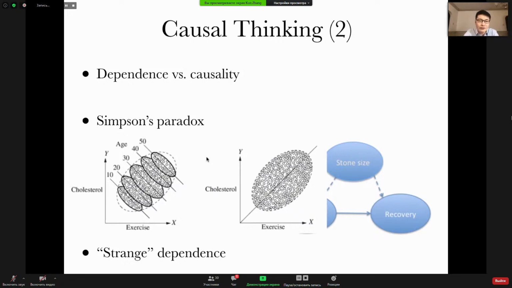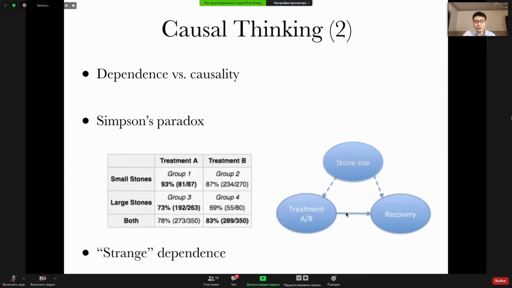However, if you ignore the age information, now you can see cholesterol and exercise are positively correlated. Seems that the more exercise you do, the more cholesterol you are going to have. That's horrible. And we have this phenomenon because we just ignore the common cause, which is the age right here. When you do recommendation, you only care about the causal effect, not correlation. Okay.